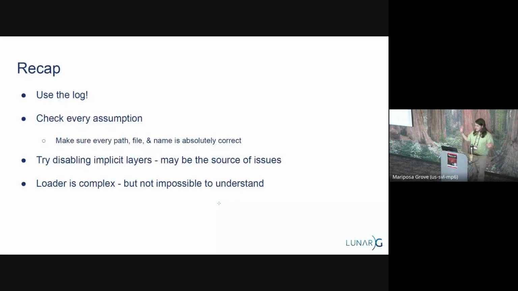And I think that's everything I have. So I'm going to go through a quick recap of the big things to remember. Use the log, it has all the information you could want. Check your assumptions, like the name of the file, the name of the environment variable, that the path points correctly, that the path exists, that the file exists in the path. Lots of things like that. Disable implicit layers if you think something is amiss, like a validation error that is coming from someplace you're not really sure of. It might be the problem, might not be.